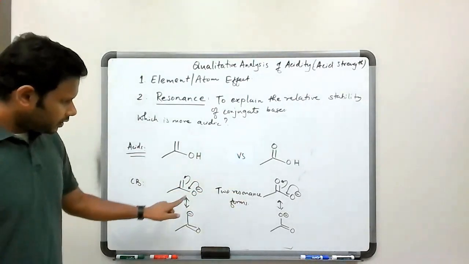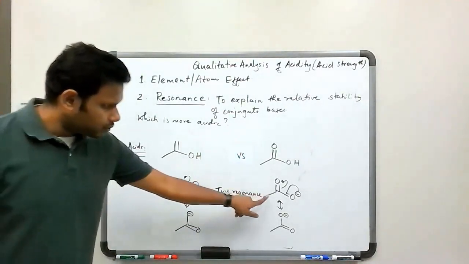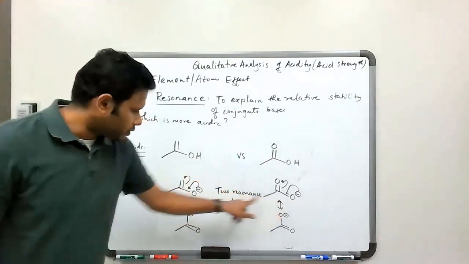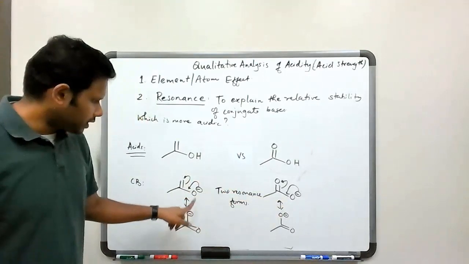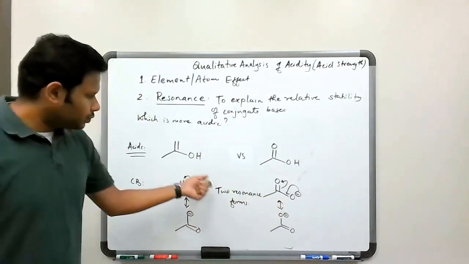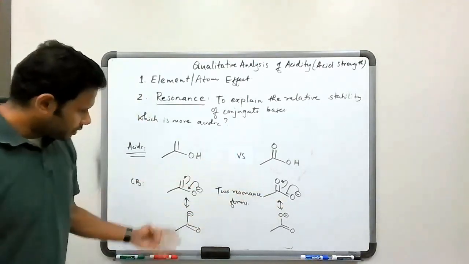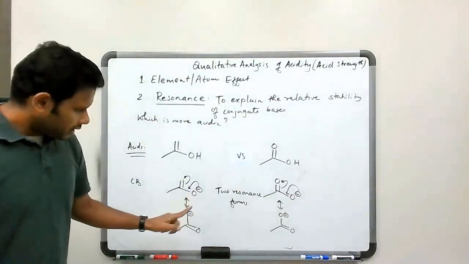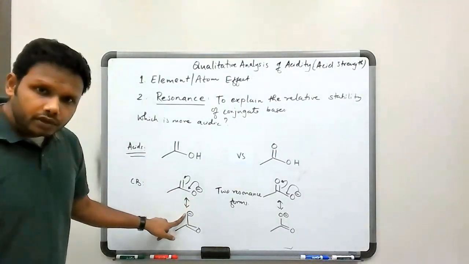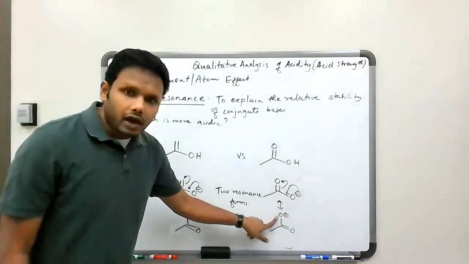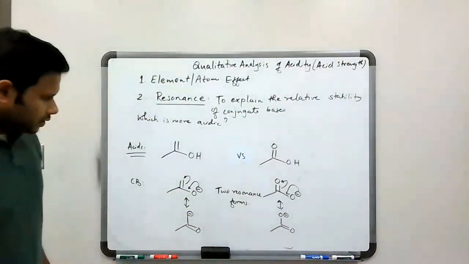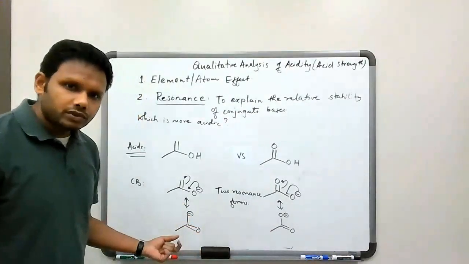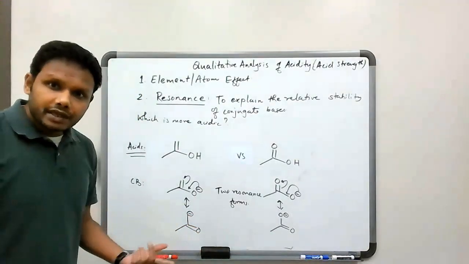So if you look at it carefully, in the first resonance form, for both conjugate bases, the negative charge was on the oxygen atom, the same electronegativity. We could do resonance on both conjugate bases, and then we got to the next resonance form, where the negative charge is on a carbon in one case and is on an oxygen in the other case. So is there a difference in stability between these two resonance forms? The answer should be yes.